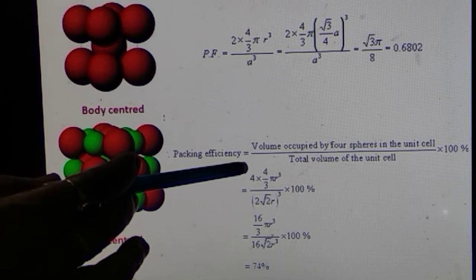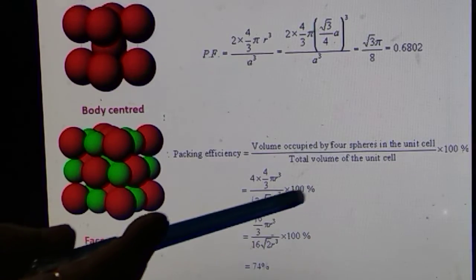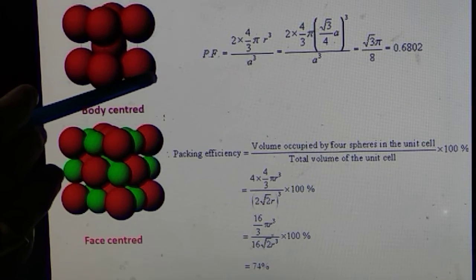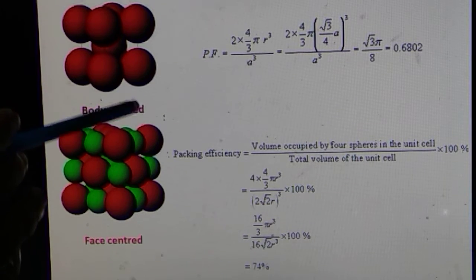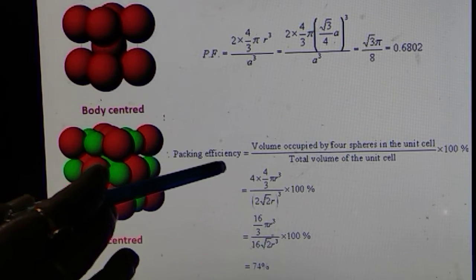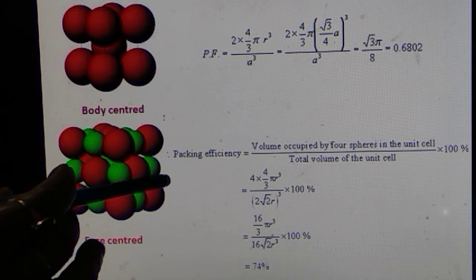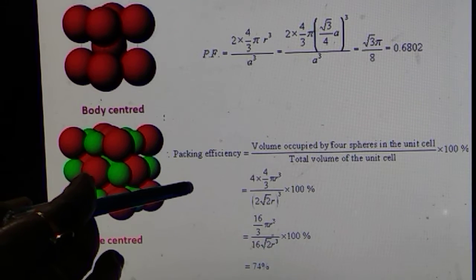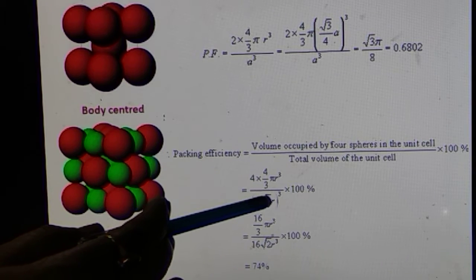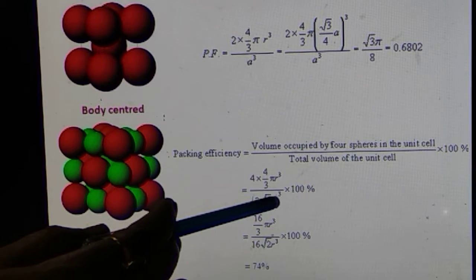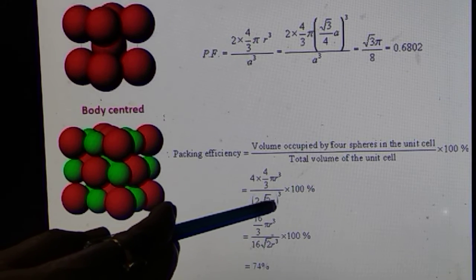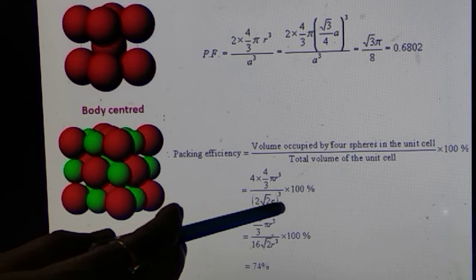What is the packing efficiency? Multiply this by 100, so it is near about 68.2%. This is the packing efficiency of the body-centered cubic structure. Now for the face-centered cubic structure, what is the packing fraction? You know that the total number of atoms present in face-centered is 4. So 4 into 4 by 3 pi r cube divided by the total volume of the unit cell. In this case, a equal to 2 into root 2 into r, so a cube means (2 root 2 r) cube, into 100.